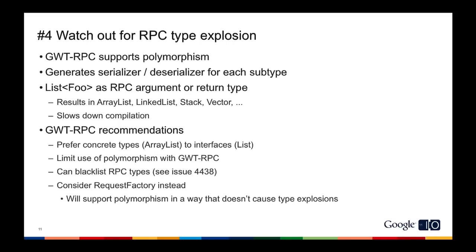Number 4, watch out for RPC type explosion. So this one affects not so much runtime performance as compile time. Basically, RPC, because it supports polymorphism, will generate a serializer and deserializer for each concrete type of an interface in an inheritance hierarchy. And so if you have large inheritance hierarchies, you end up with lots of serializers and deserializers. And that takes a lot of time in the compile process. It also increases the size of your JavaScript download unnecessarily in some cases.